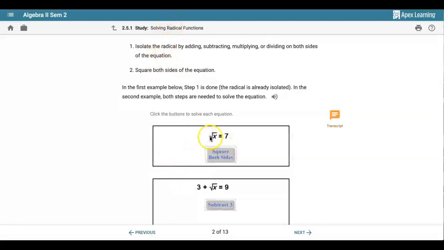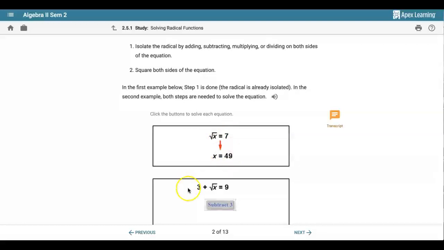First off, if we look at this first one, step one's already done. The radical is isolated by itself, so all we have to do is square both sides. Squaring undoes our radical, so I'm left with just the radicand, which is a value of x. And then 7 squared gives us 49.